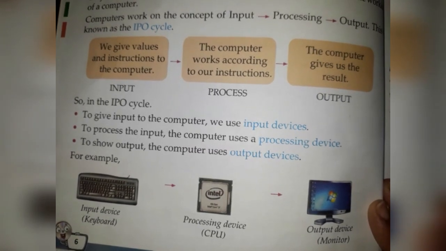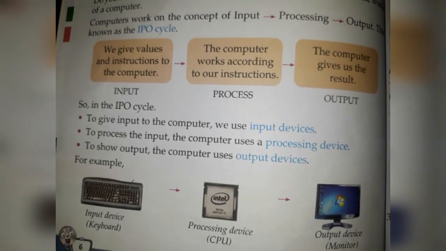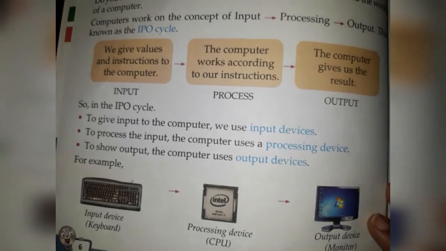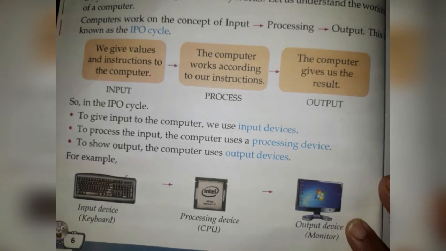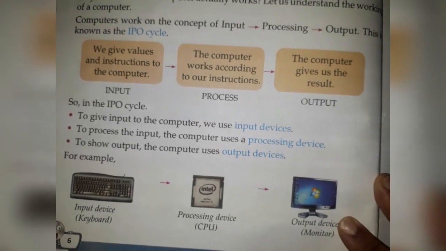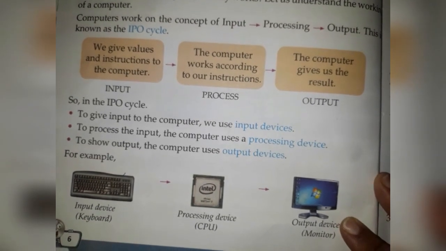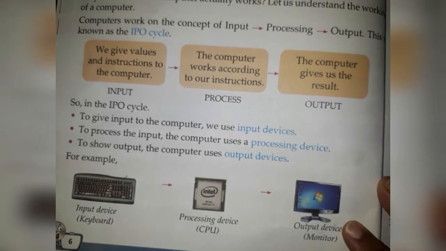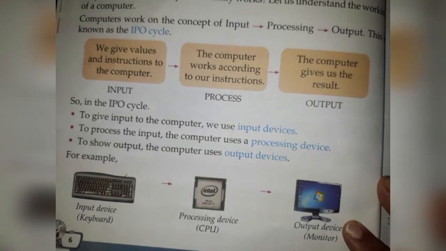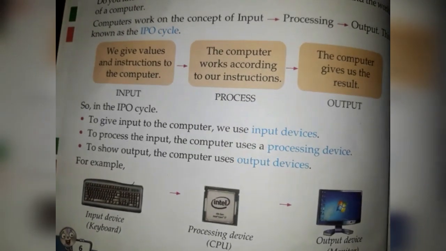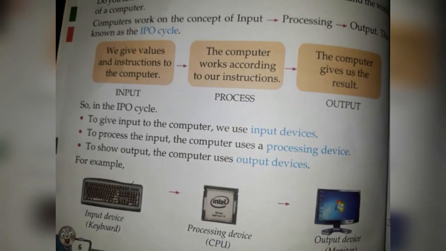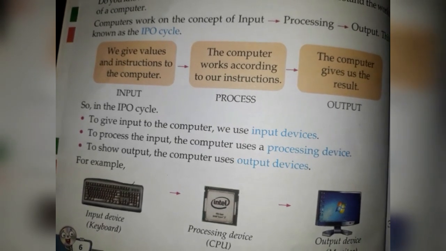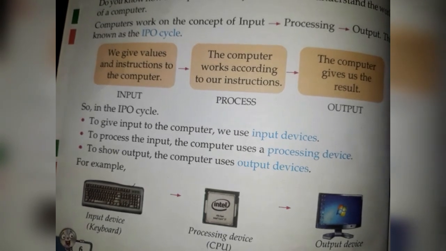For processing the data, for processing the information, the computer needs some processing devices. We all know about the CPU. CPU is called the brain of the computer. CPU means central processing unit, which is called the brain of a computer. It takes care of all the things that a computer does. It takes care of all the processing, all the execution, all the things that a computer is doing.